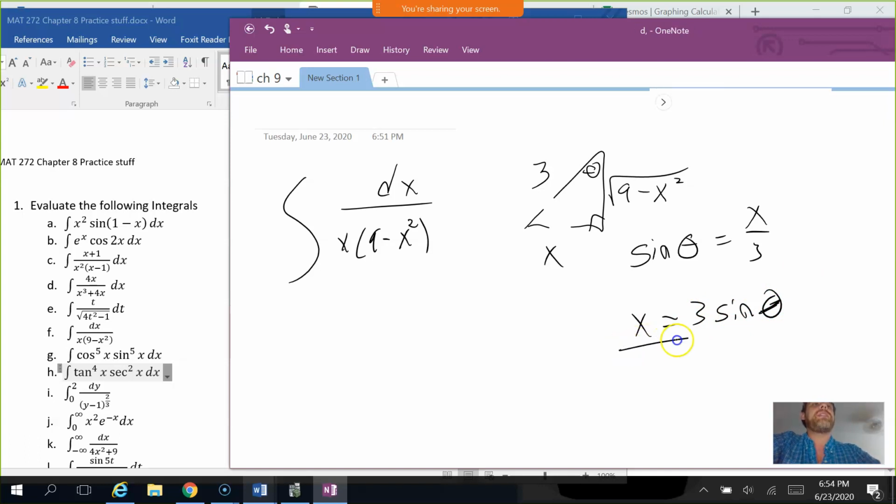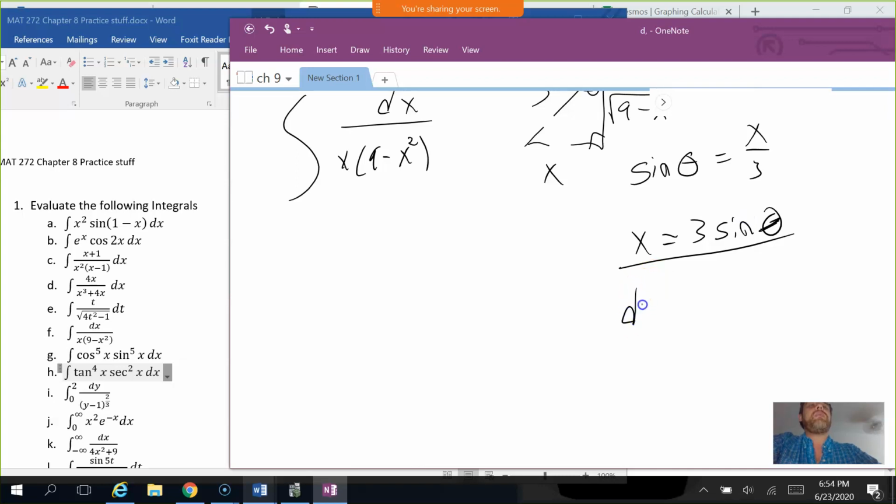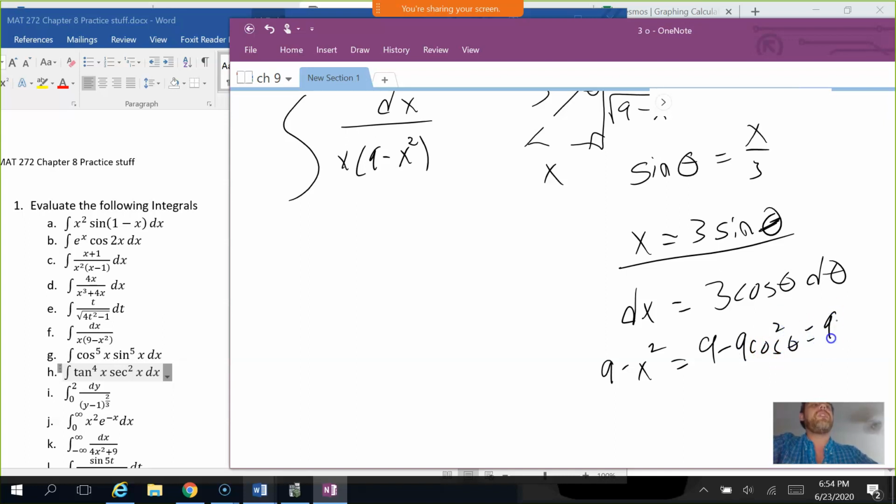All right, so this is the substitution I'm going to do for this one. Not only do we have this, but we also have to find the differential. If x is 3 sine theta, then dx is the derivative of that, which is 3 cosine theta d theta. And it would also be nice to figure out what 9 minus x squared is, the thing inside the parentheses down there. 9 minus x squared would be 9 minus 9 sine squared, which would end up being 9 cosine squared.